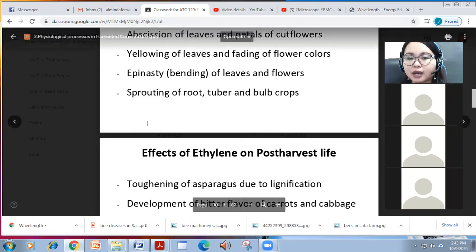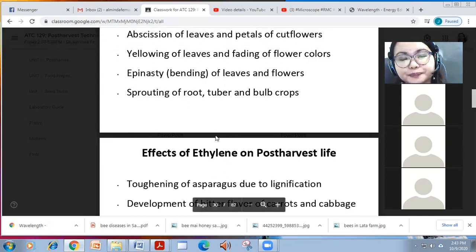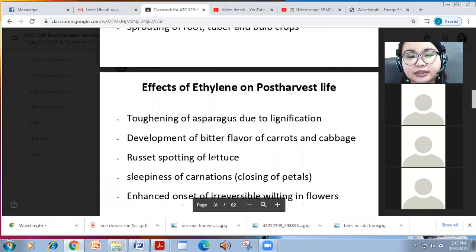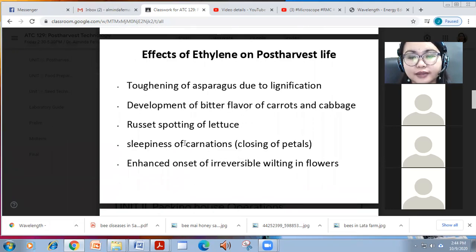We don't want our tubers like potato and sweet potato and white potato na may sprout, 'di ba? Kasi it is one of the causes of ethylene. Another one is the toughening of asparagus due to lignification. So yung asparagus na vegetable, because of the high level ng lignin, you cannot even eat that already or buy. Kasi it will toughen with ethylene.